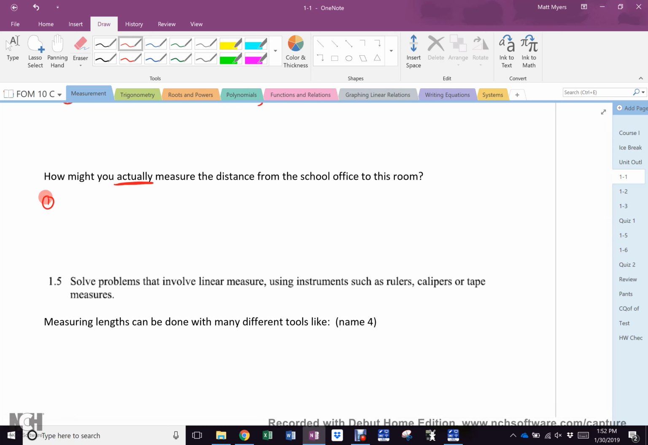Okay, who's got some ideas? And remember, the key word was actually measure it. Nathan. Yeah, I don't know what it's called, like the little wheels. Yep, it's called a trundle wheel. You guys have all seen that? You walk along, it goes click, click, click every meter.